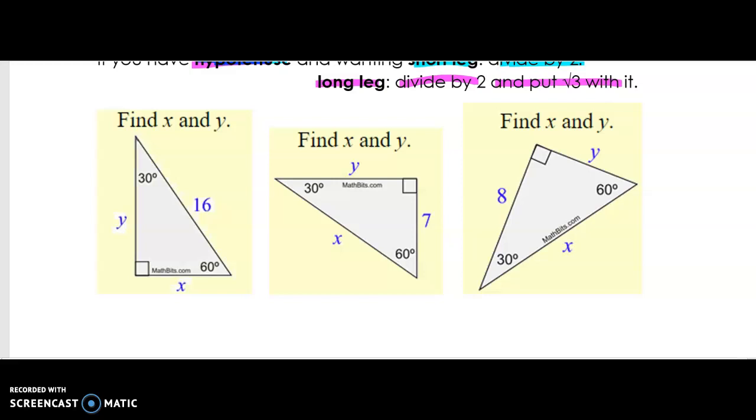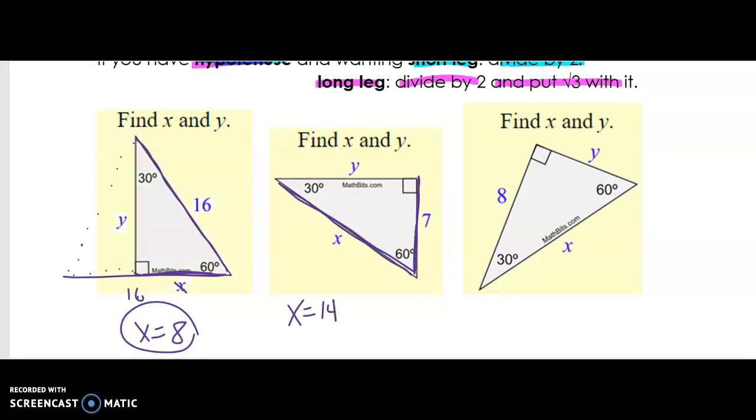Okay, so on this one, you're given the hypotenuse and you want the short leg. Remember, if I expand this to be an equilateral triangle, then all of this would have been 16. So x is going to be 8. On this one, if I know the short leg and I want the hypotenuse, I just double it and I get 14. Those are the easiest ones, okay?